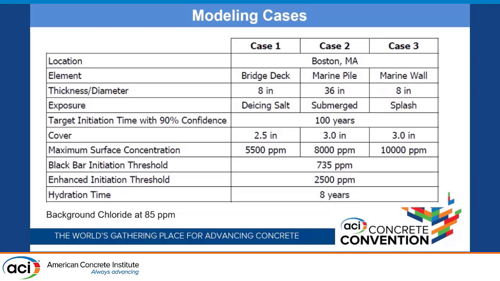Okay, that's right in the middle of when you start getting into the monumental type bridges and/or structures. And cover, typically 2.5, 3 inches. We have maximum surface concentrations that we set for everybody. Use the same thing. A black bar threshold of 735, and an enhanced initiation threshold. That is if you have some sort of corrosion enhancement, corrosion inhibitor, corrosion resistant bar, or something of that nature that would increase the threshold.